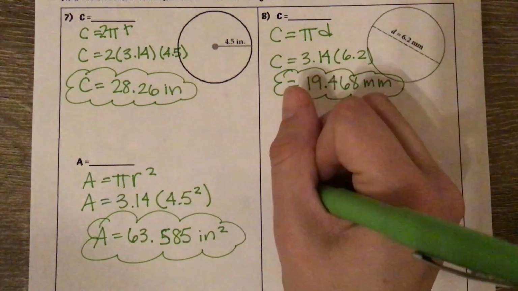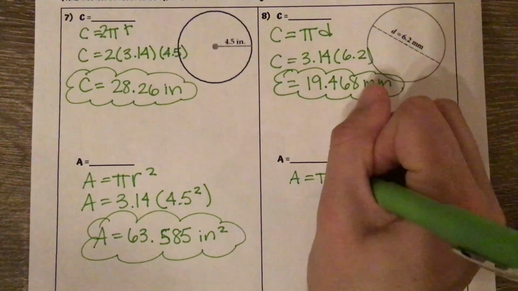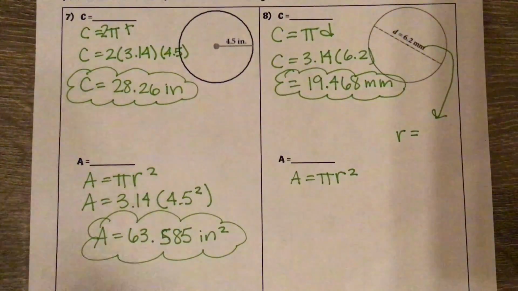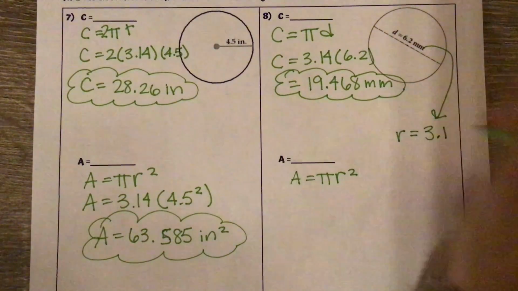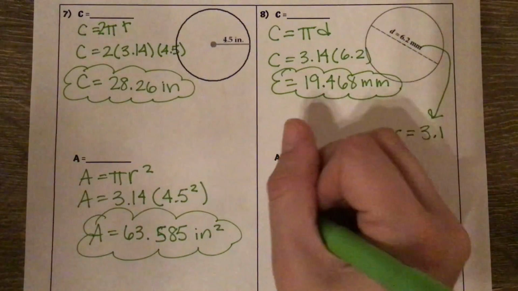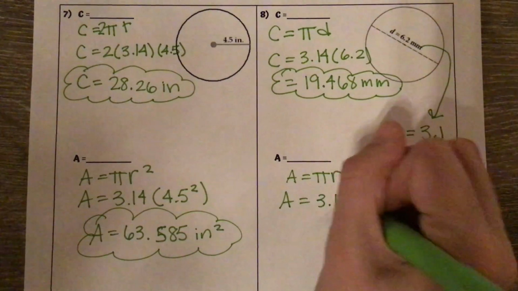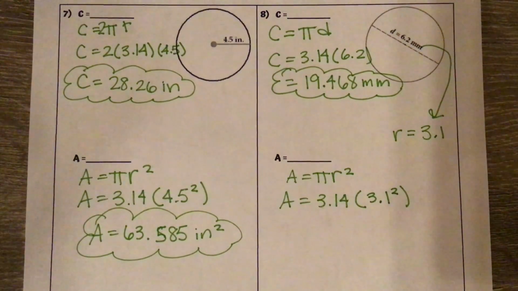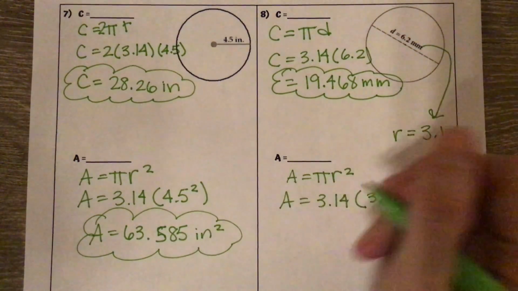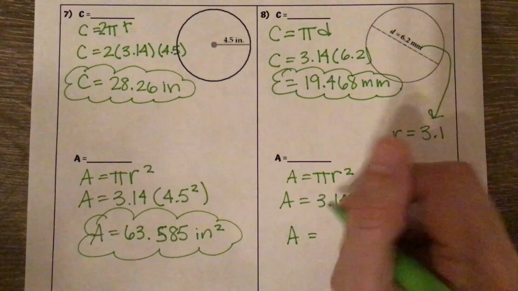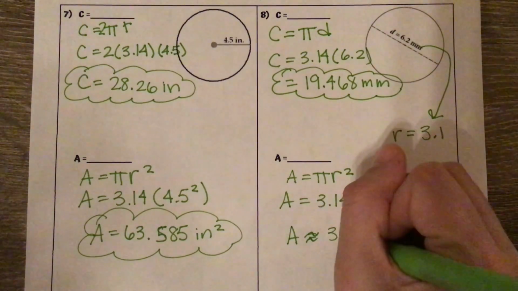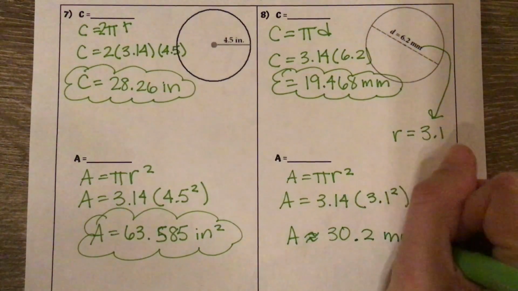Area, again, we need our radius because area equals pi r squared. So if that's our diameter, our radius is half of that. So 6.2 divided by 2 is 3.1. So I'm plugging in area equals pi, 3.14, times our radius of 3.1 squared. So I'm going to do 3.1 times 3.1 times 3.14, and I get an area. It's a long one, so I'm going to round to about, so I'm going to do the squiggly line to show I'm rounding to about 30.2 millimeters squared.